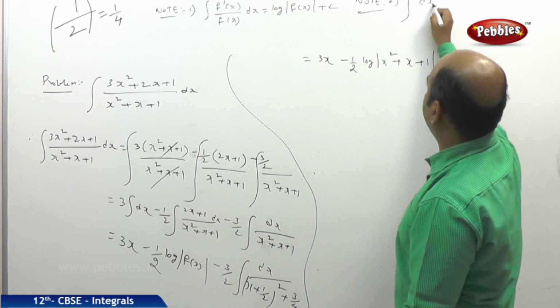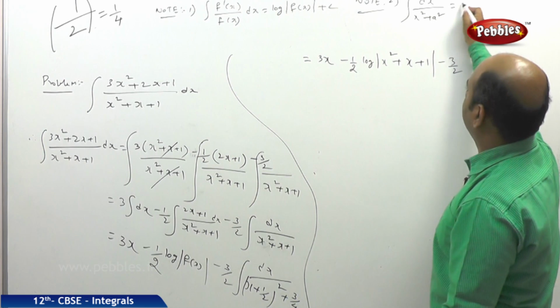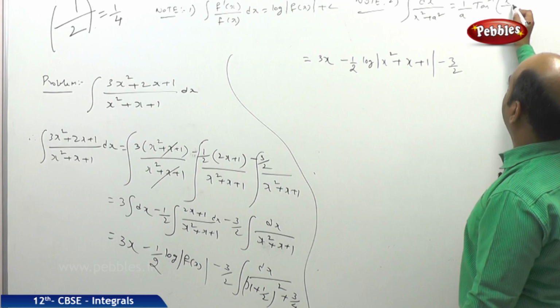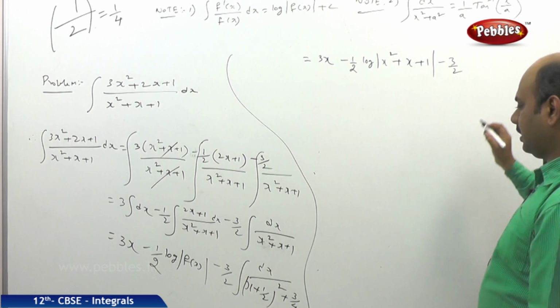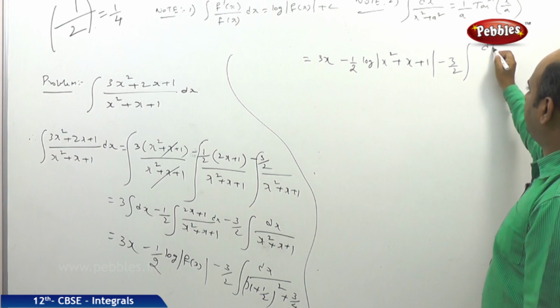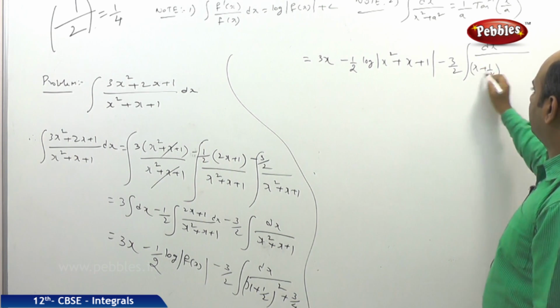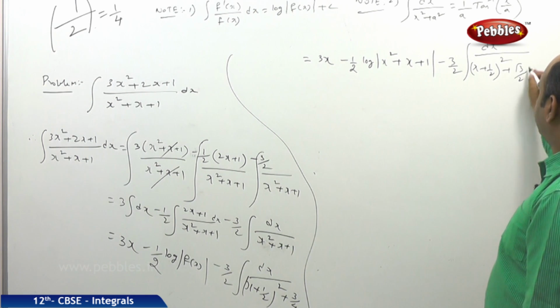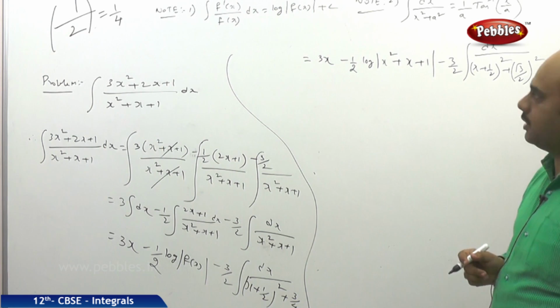Integral of dx by x square plus a square is equal to 1 by a tan inverse x by a. So here, what does a mean? In another step I will write 3 by 2 divided by (x plus 1 by 2) whole square. It is x square. 3 by 4 I can write as (root 3 by 2) whole square, so a square. Therefore the value of a is root 3 by 2.